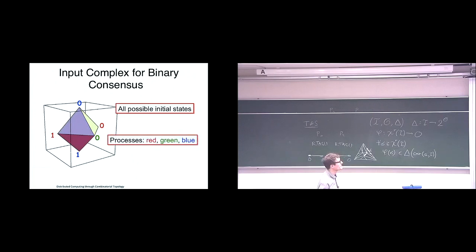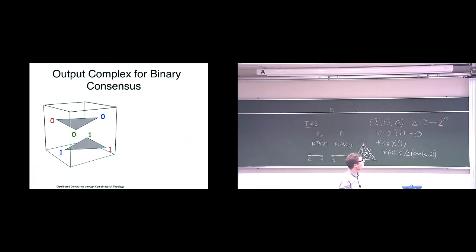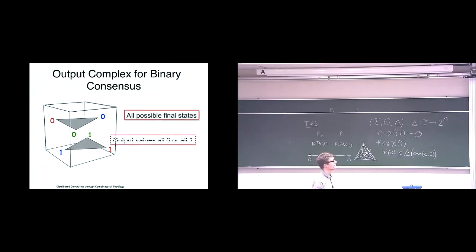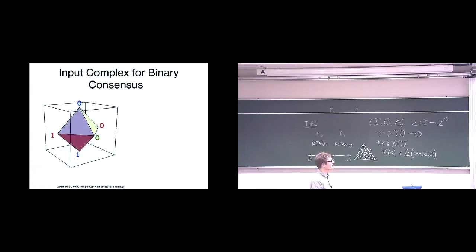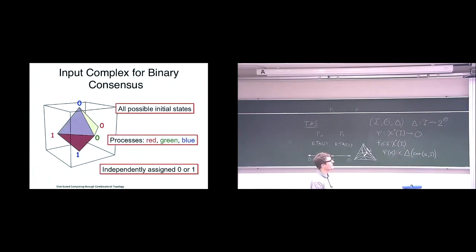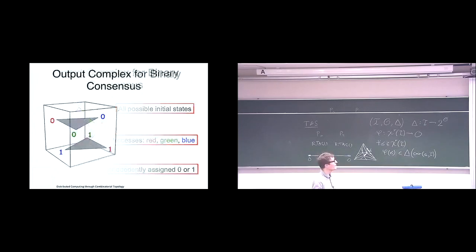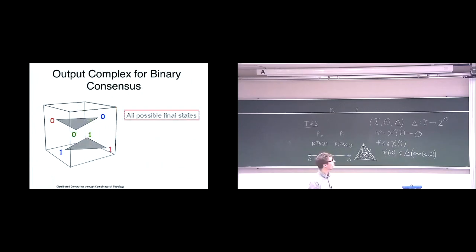All possible initial states. This is my output complex. Now remember that consensus requires the three processes to agree. So I can only have a triangle in which everybody decides zero, and a triangle in which everybody decides one. Remember that the colors are process identifiers. And already something suspicious here, because you started with something which is inherently connected. You have a face in which everybody proposes zero, and a face in which everybody proposes one, which is hidden somewhere here. These two things are connected via edges. Here you have a disconnected structure.